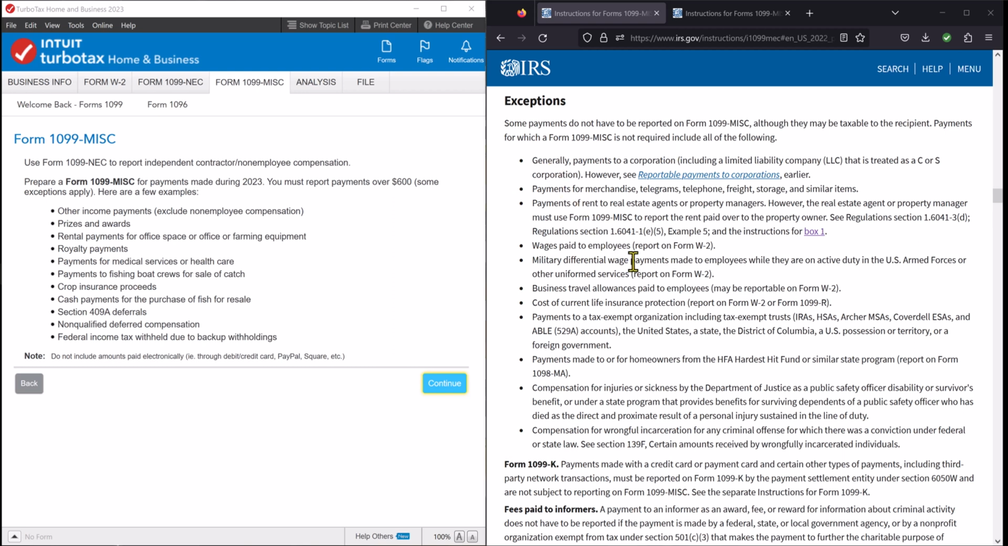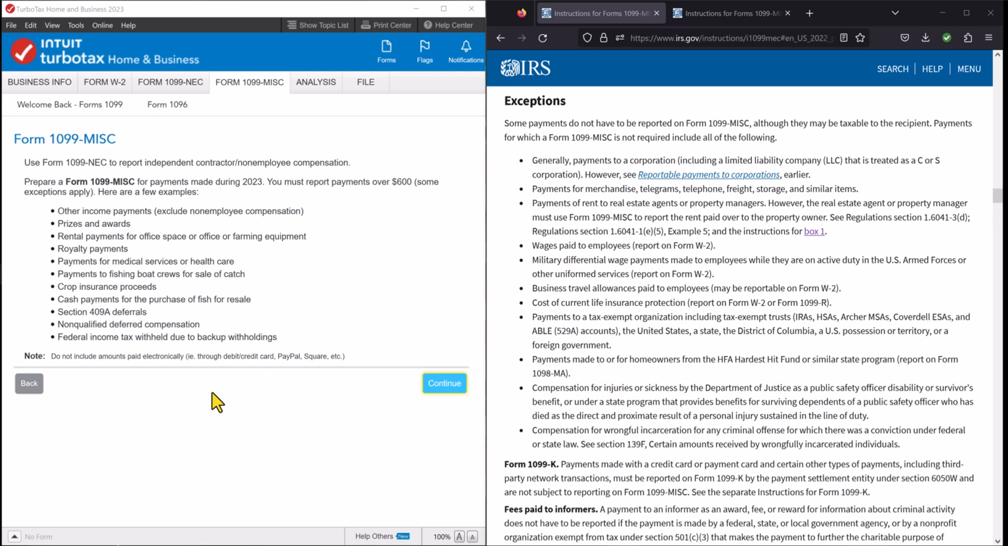There is a laundry list of special exceptions here, but the one I want to talk about first as it relates to this statement about electronic payments is right down here. Payments made with a credit card or payment card and certain other types of payments, including third-party network transactions, in other words, PayPal, Zelle, Square, Venmo, all those third-party payment processors. Those must be reported on Form 1099-K by the payment settlement entity, okay, and are not subject to reporting on Form 1099 miscellaneous. Okay, so this is very important. Must be reported on Form 1099-K by the payment settlement entity.